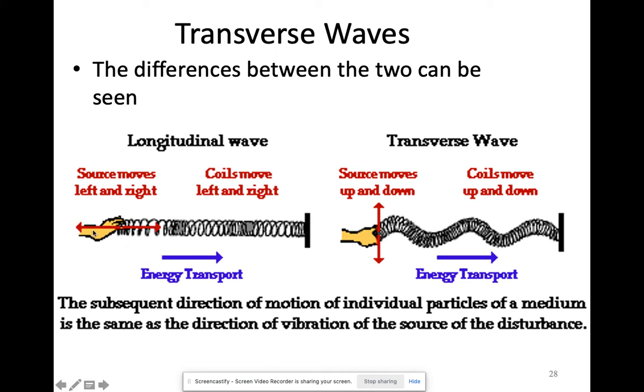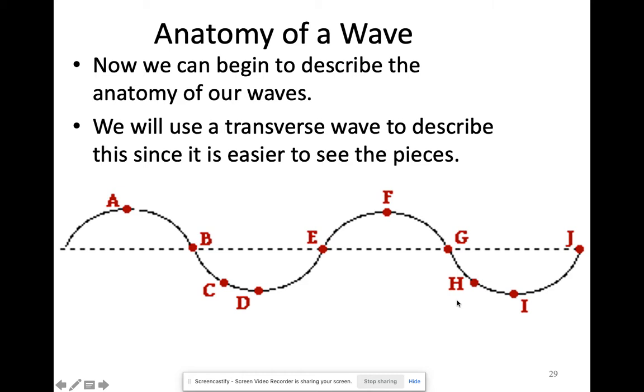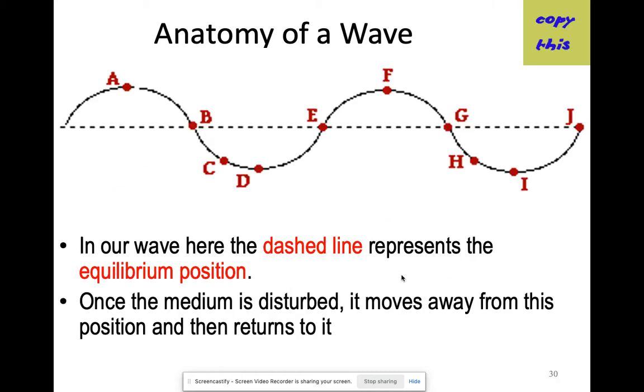A longitudinal wave moves along the wave, okay? Perpendicular, transverse waves move up and down, or perpendicular to the motion. All right, so anatomy of a wave, okay? So again, the dash line is what we refer to as the equilibrium line, okay? The dash line is the equilibrium or rest position.